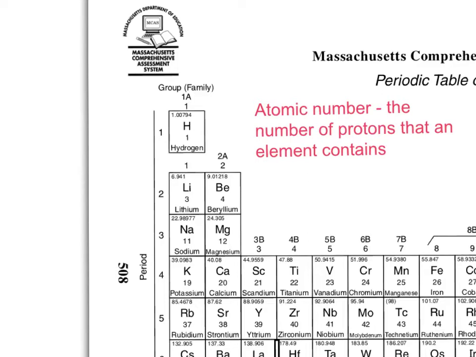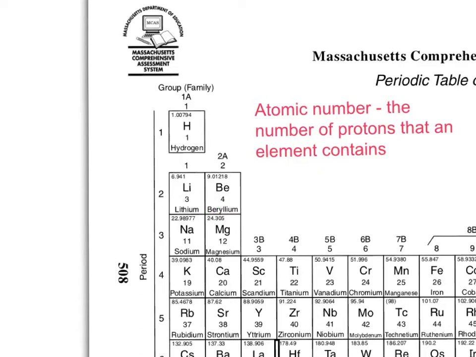So if I know that simple definition, then I can look at the periodic table and say pretty quickly that hydrogen has 1 proton. Lithium has 3 protons because its atomic number is 3. Beryllium has 4 protons because its atomic number is 4.